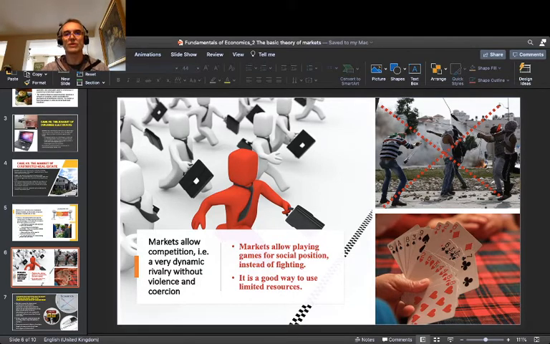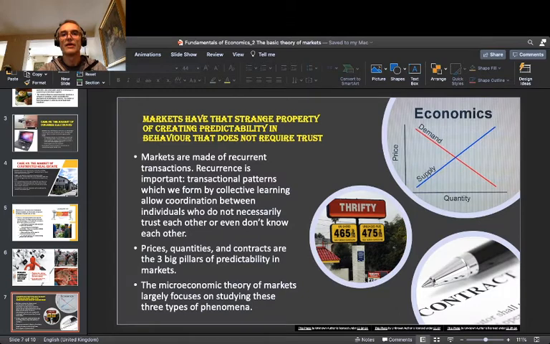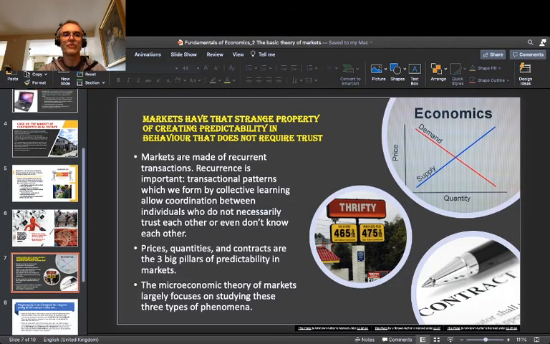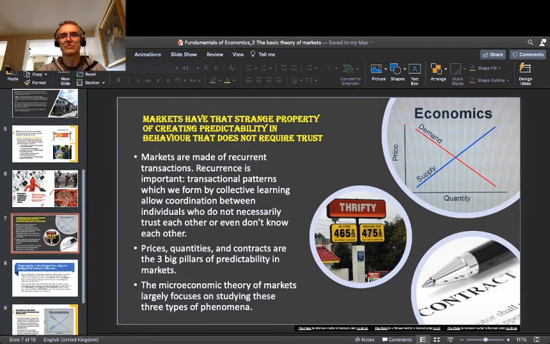You can afford to wait for the next move from your social partners or from your competitors. If people whom you are in rivalry with become players in a game instead of being your enemies in a fight or in a war, it dramatically changes the use of resources. And markets have that strange property of creating predictability in behavior without requiring trust.